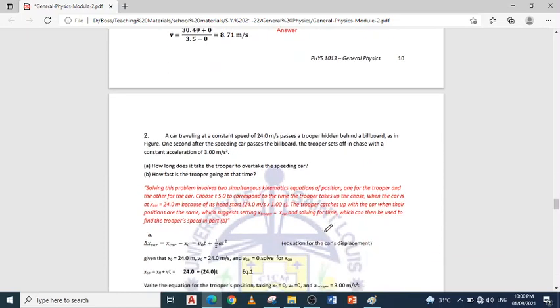Okay, so for number 2, so a car traveling at a constant speed of 24 meter per second square. Okay? So, say that is our VI. 24 meter per second. Passes a trooper hidden behind a billboard. So, as in figure. So, wala kasing figure included. So, 1 second after the speeding car passes the billboard, a trooper sets off in chase with a constant acceleration of 3 meter per second square.